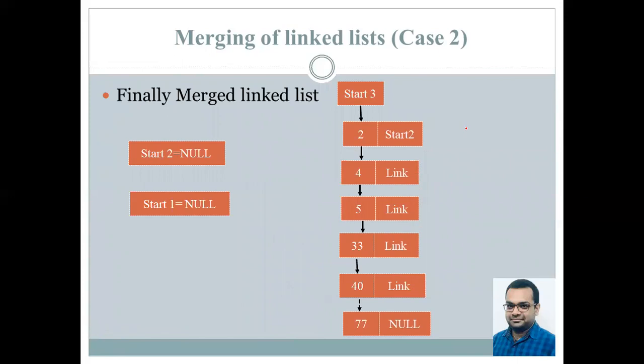So therefore, this is our finally merged linked list that we have. This is a solid arrow. And these two, start1 and start2, are going to become null.